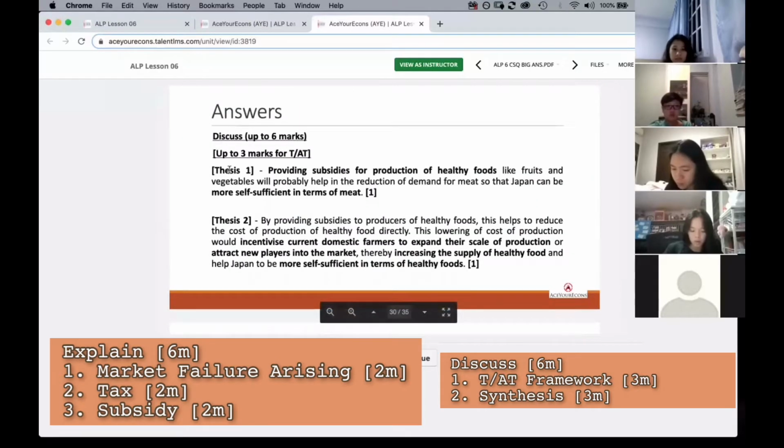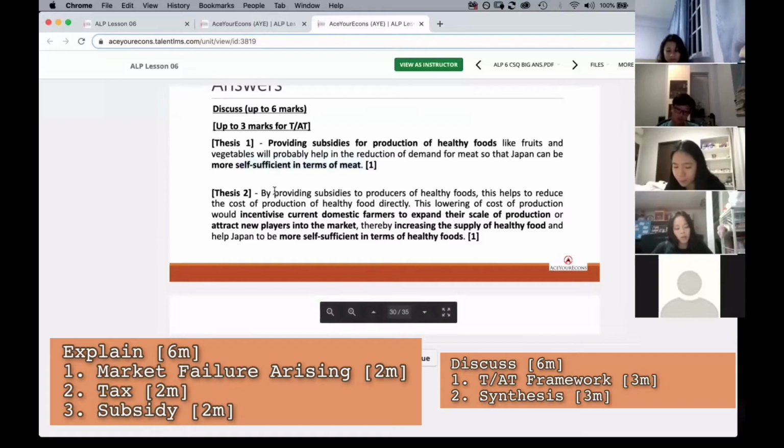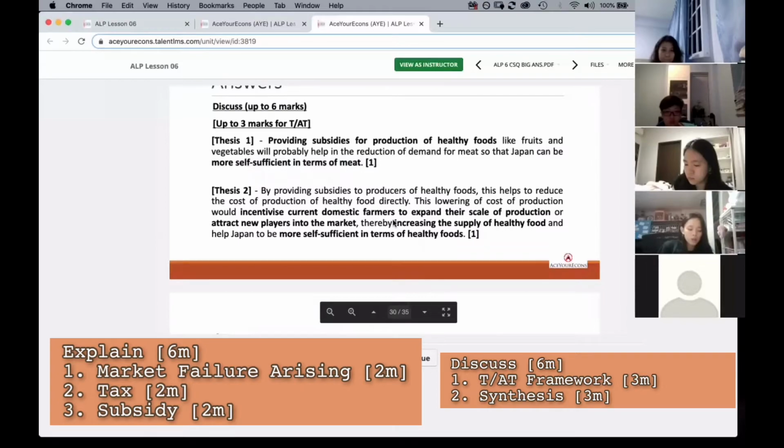So your thesis 1: providing subsidies for production of healthy food like fruits and vegetables will help in the reduction of demand for meat, so that self-sufficiency in terms of meat can be met. Next, I'm also looking out for what is the significance of having more healthy food producers? The point that you're trying to illustrate here is you are going to promote more self-sufficiency in healthy food, an increase in quantity for healthy food, and a cut in consumption for unhealthy food. So you realize that subsidies actually are killing 2 birds with 1 stone.